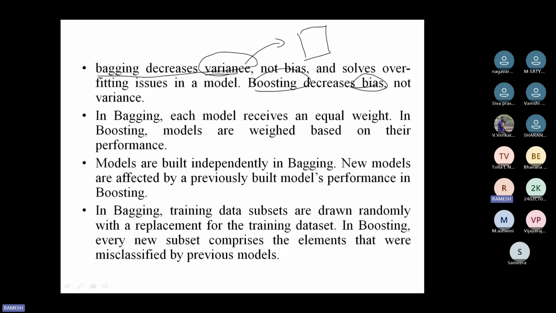But bias is relevant to the model capacity, how strong and how capable the model is. So boosting can overcome that high bias; it can be reduced. Understood? So boosting can reduce bias and bagging can reduce variance. These are the two important differences.